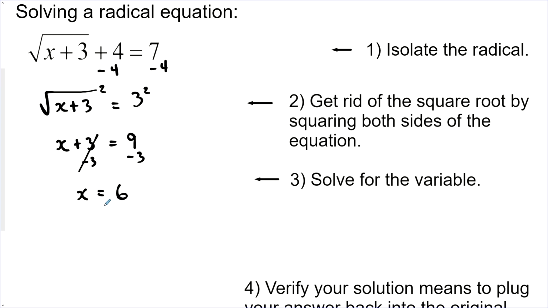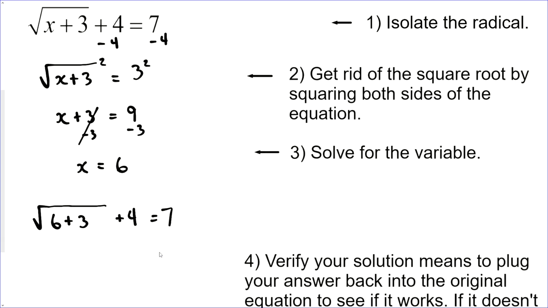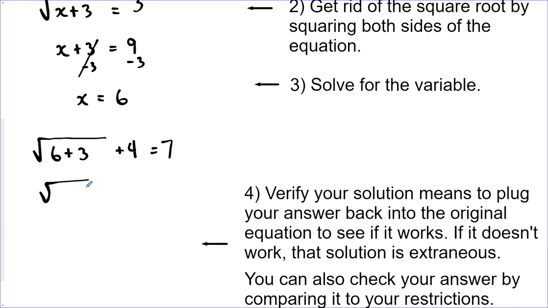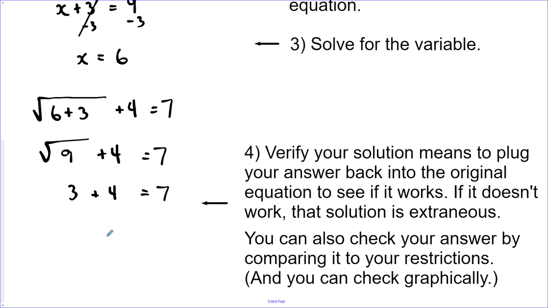Looks good. Let's verify it by putting the value into our equation. The square root of 6 plus 3, plus 4 equals 7. This would be the square root of 9 plus 4 equals 7. And that's 3 plus 4 equals 7. And 7 equals 7. This looks like a great, legitimate answer.